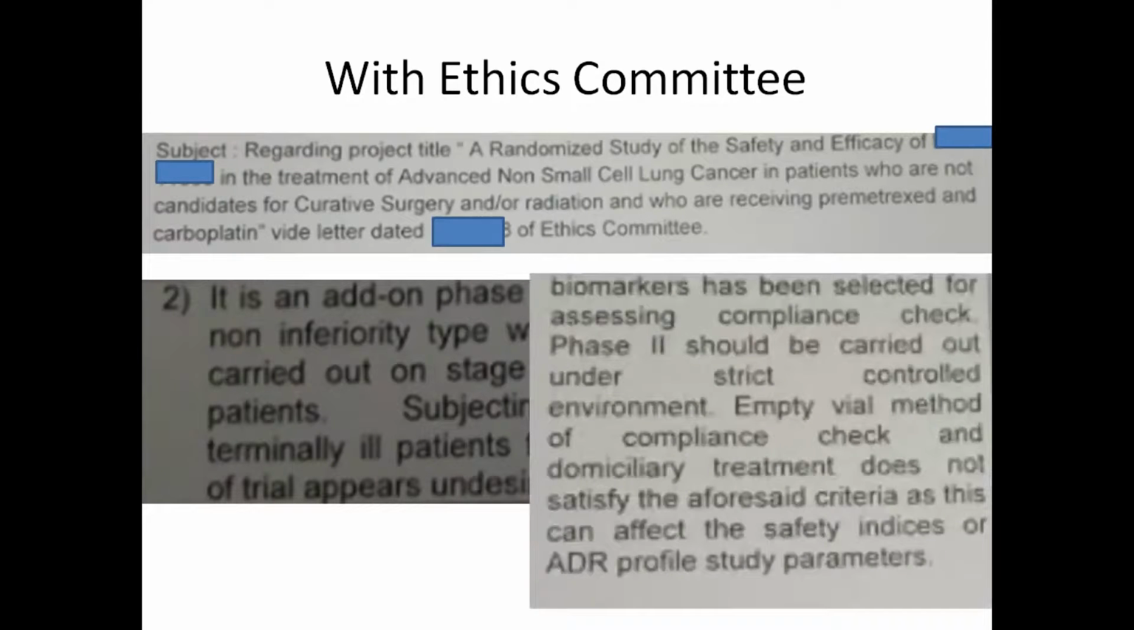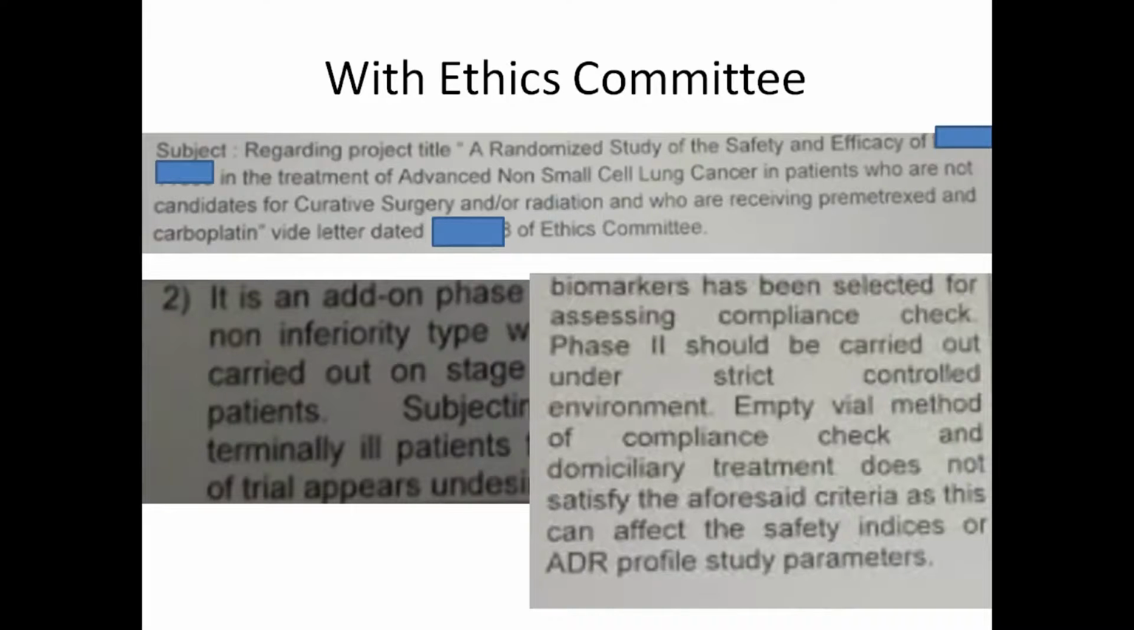The second question is about the empty vials, and a lot of investigators are there, and most of us have been audited by FDA, EMEA. So we all know that you have empty vials which patients carry, and we come back and then take the accountability of these vials. So the ethics committee puts down a question that the empty vial method of compliance check and domiciliary treatment does not satisfy. Means you did give the chemo and there was a nebulization thing which they need to do at home, and they need to come back with the empty vials.